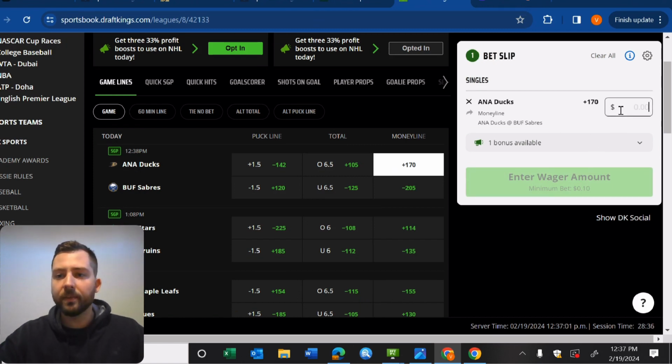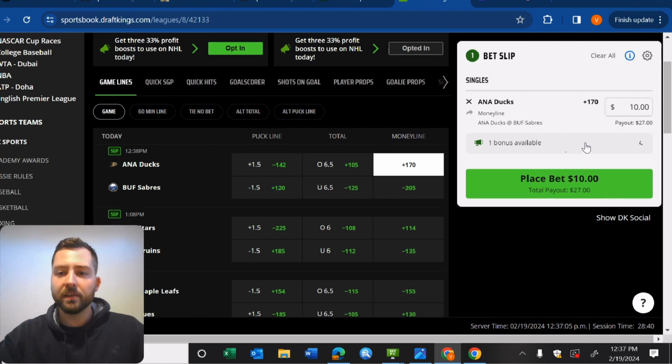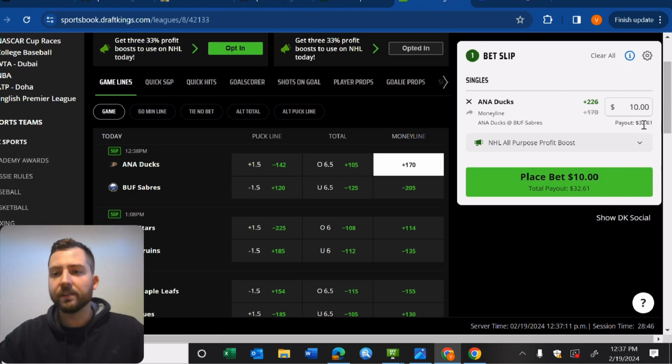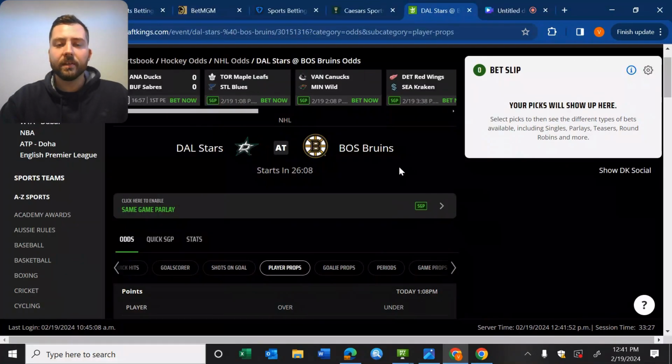So I'm going to put, like I said, my $10 max bet in, and then I have to select this bonus down here. Here's my 33% boost. I'm going to select that, and the payout just changed. It was just at $27, and now it's at $32. So I'm going to go ahead and place that bet. The other boost that was included in our promo was a 33% same game parlay. So let's talk about what a same game parlay is.